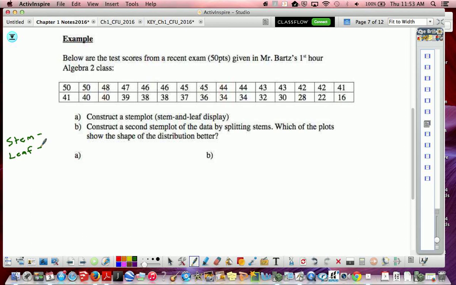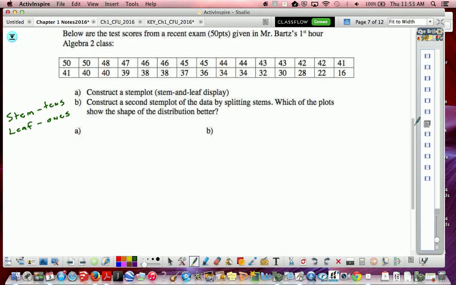What digit's going to be our stem? First digit, our tens digit. And then guess what's going to be the leaf? The ones, or the last digit. So if I look here, our scores go from 16 to 50. So when I'm thinking about my stem, I have scores in the 10s, the 20s, the 30s, the 40s, and the 50s.